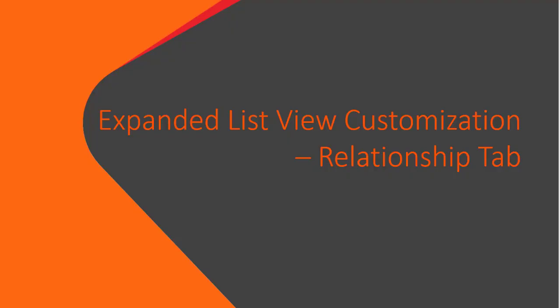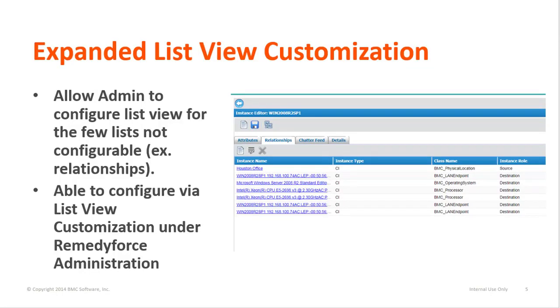Let's get started. The first item is around the expanded ListView customization of the Relationship tab. As mentioned, what we've done is we've added under the administration the ability for you to identify which fields and columns appear. In a demonstration later in the session, I'll walk through those steps and what the administrative ListView customization page looks like. But again, the simple point here is that you now have the ability as the administrator to control which columns appear in the Relationship tab.